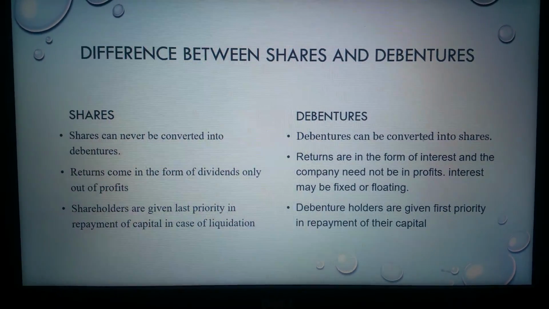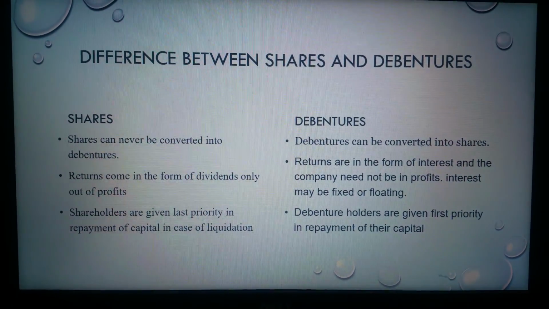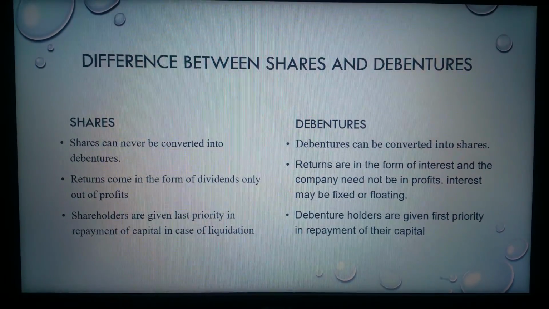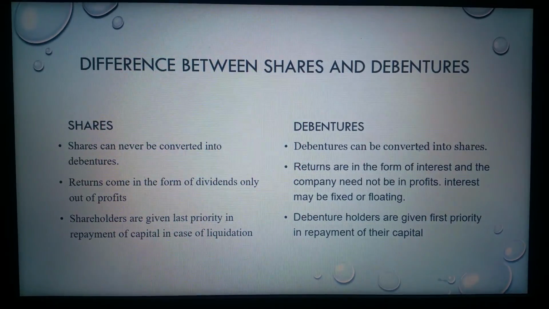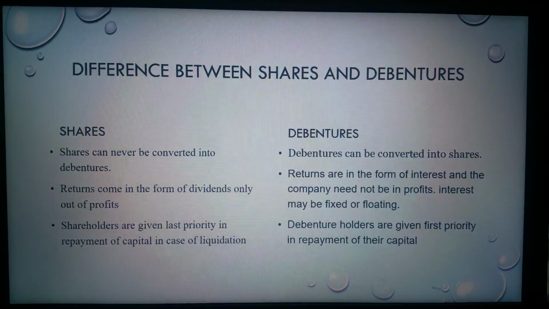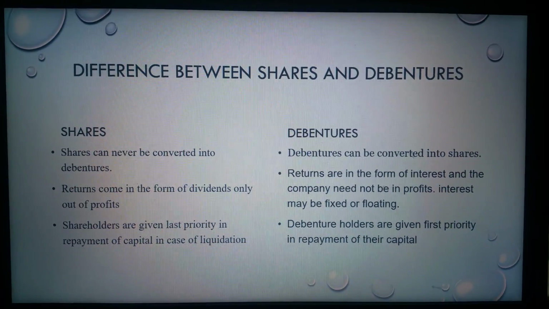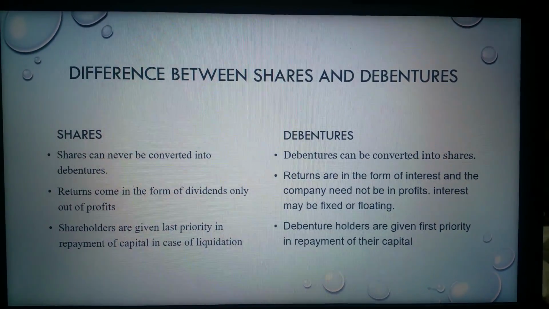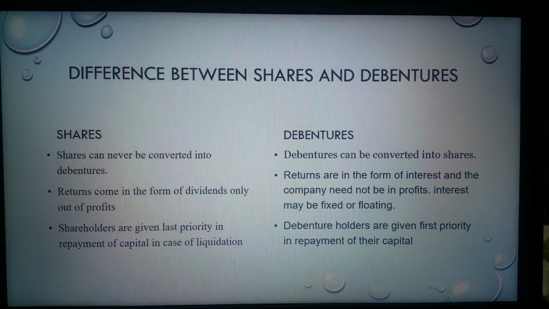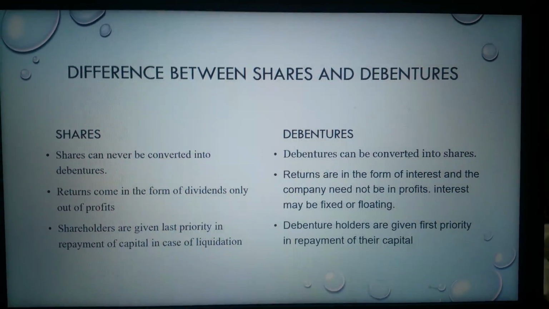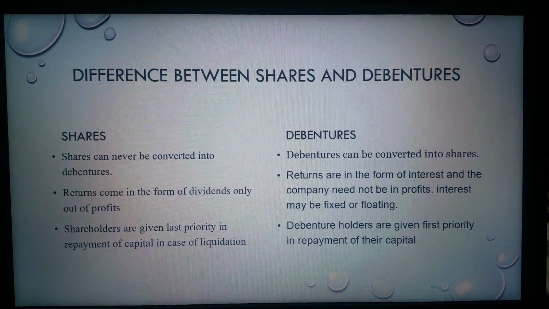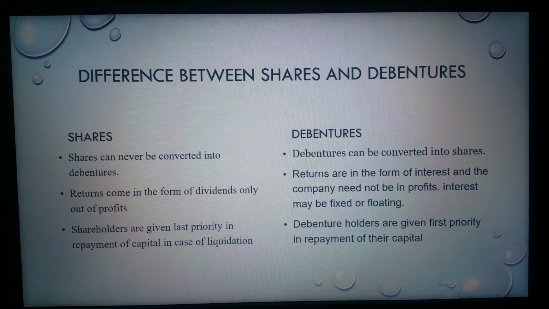Further, at the time of liquidation and winding up, the shareholders are given the last priority, which means that only after paying the debenture holders and the creditors, if any money is left behind, it is used to pay the shareholders. Whereas debenture holders are given the first priority. Since debenture holders are the creditors of the company, even in the event of winding up and liquidation of the company, the debenture holders will be given preference to receive their capital before the shareholders get theirs.